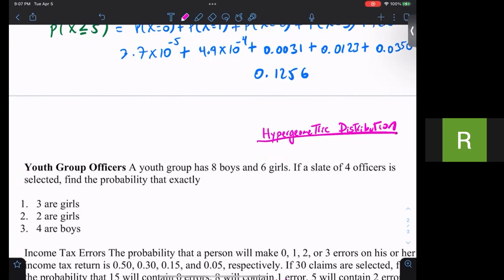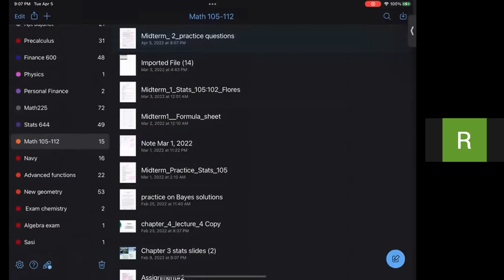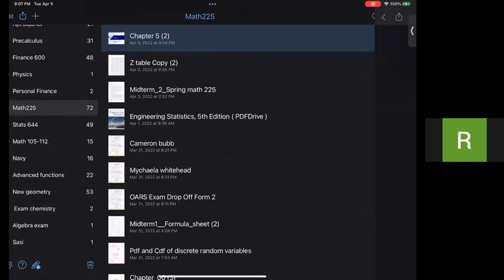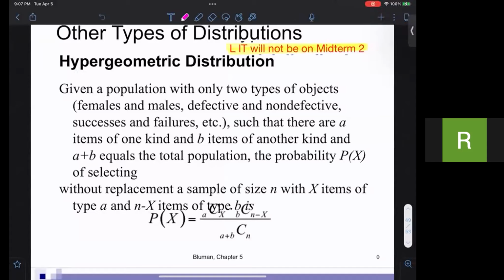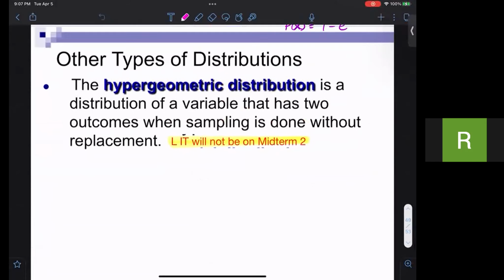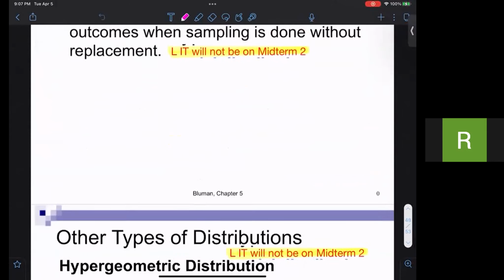To make it simple for you, I'm gonna go to the slide just to review it. So what they say about the hypergeometric distribution: it is a distribution of one variable, the random variable X in this case, that has 2 outcomes when sampling is done without replacement. So once you take it, you don't put it back. With replacement means you put it back.